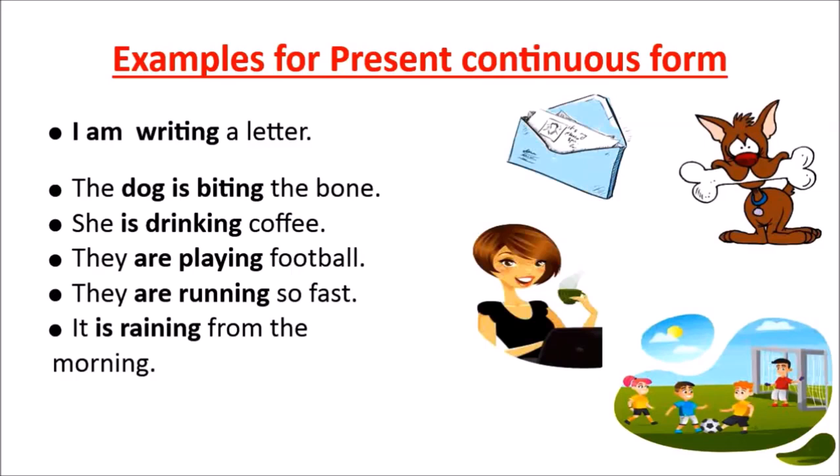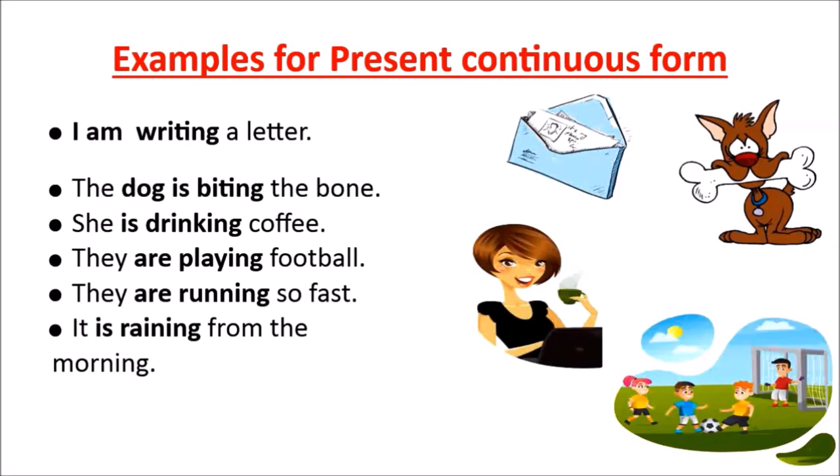Look at the first example: I am writing a letter. So I am refers to which person? First person singular. Good. So I am writing here refers to a continuous process. I keep on writing. So the action refers to which tense? Present continuous tense. So at present I am writing. I am writing a letter. Understand?